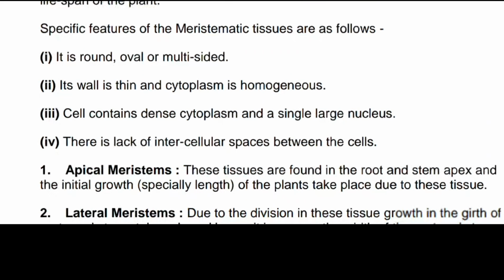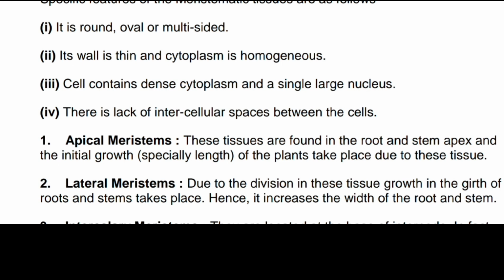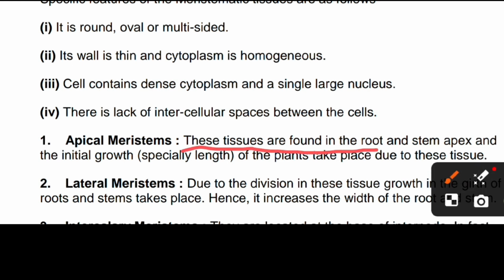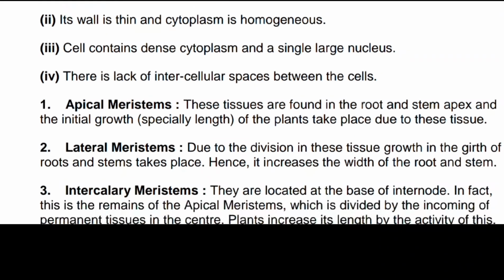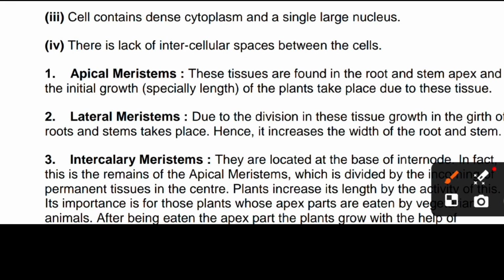Meristems are of two types, apical meristem and lateral meristem. Apical meristem: these tissues are found in the apex of the root and stem, and the initial growth in length of the plants takes place due to this tissue. Lateral meristem: due to division in this tissue, growth in the girth of the root and stem takes place. Hence, it increases the width of the root and stem.